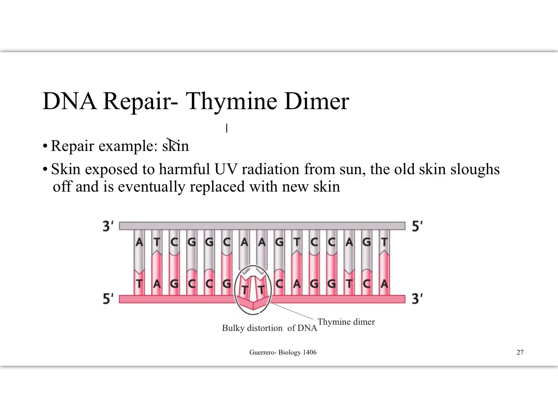Okay, so this is just an example of DNA repair. We see it a lot in skin cells due to exposure to UV radiation. So it's called a thymine dimer, and it creates this weird bulge or distortion right around here, and eventually it's either replaced or it's not, just depending on how often that section is proofread, but the old skin sloughs off and it gets replaced with new skin. So once that has been corrected, then we no longer have an issue.